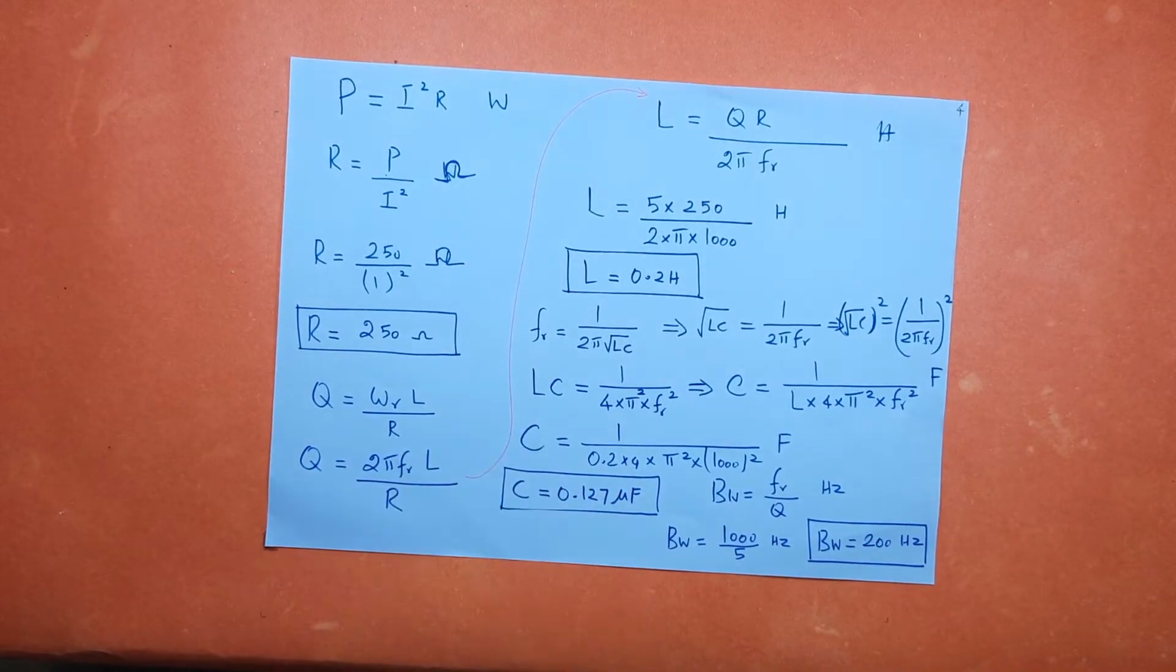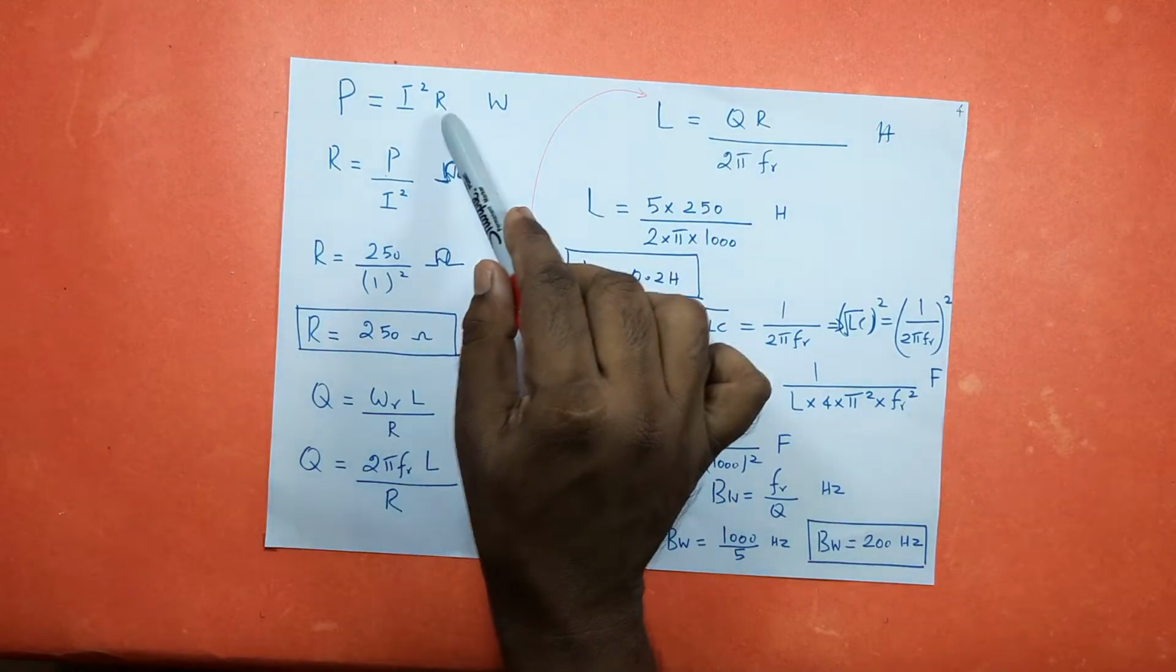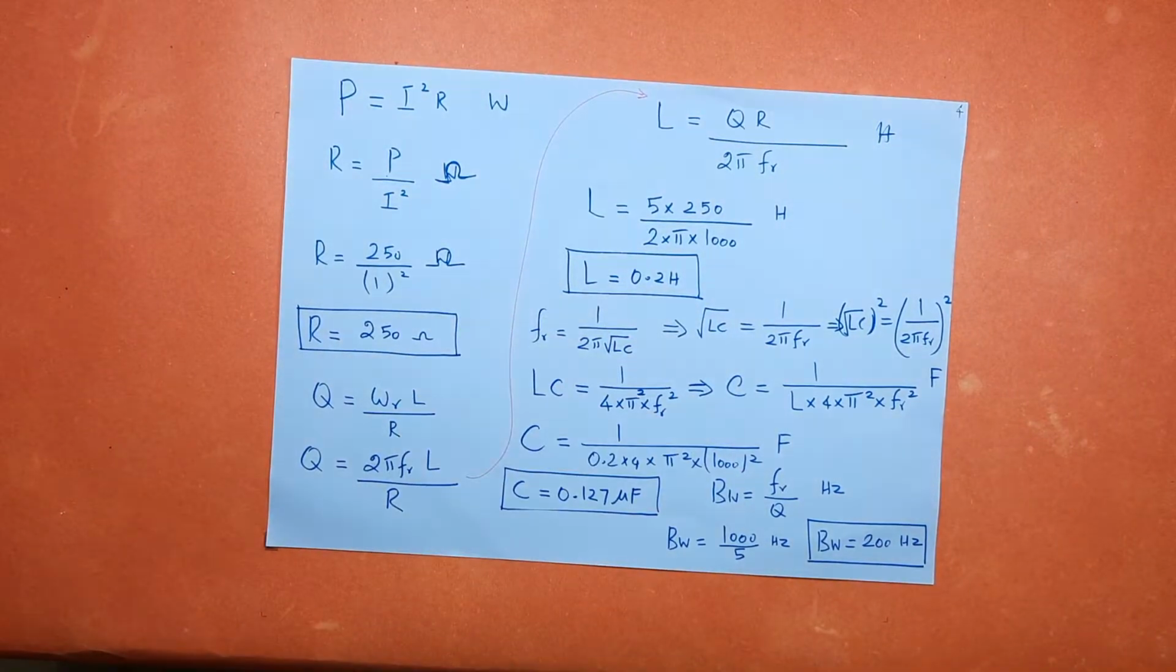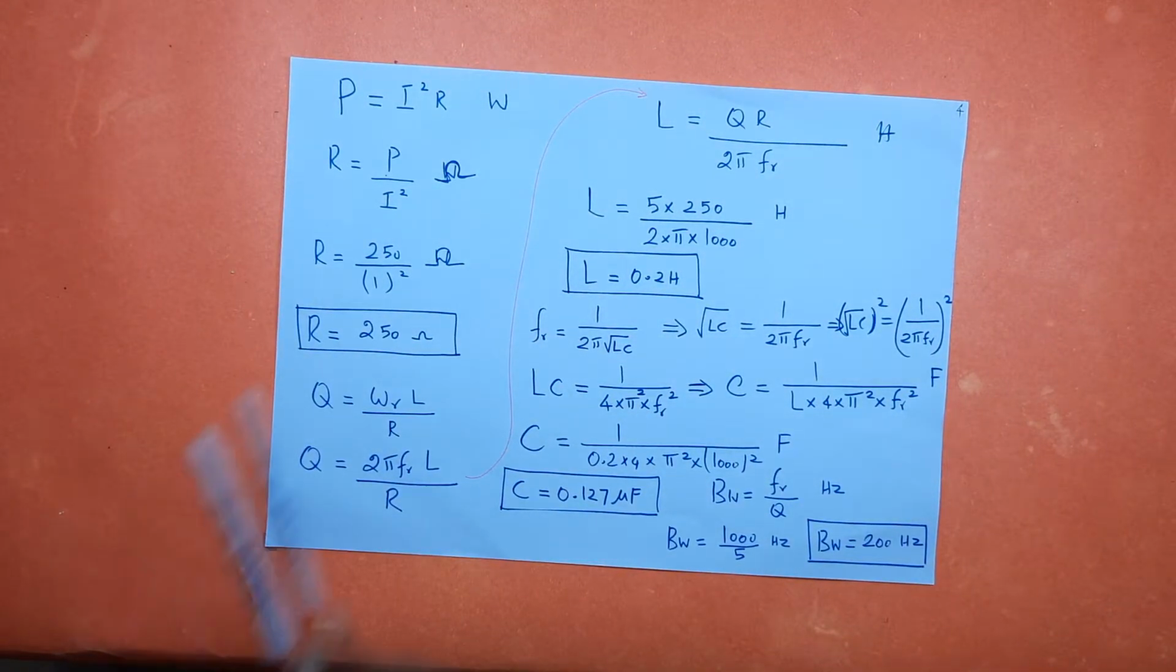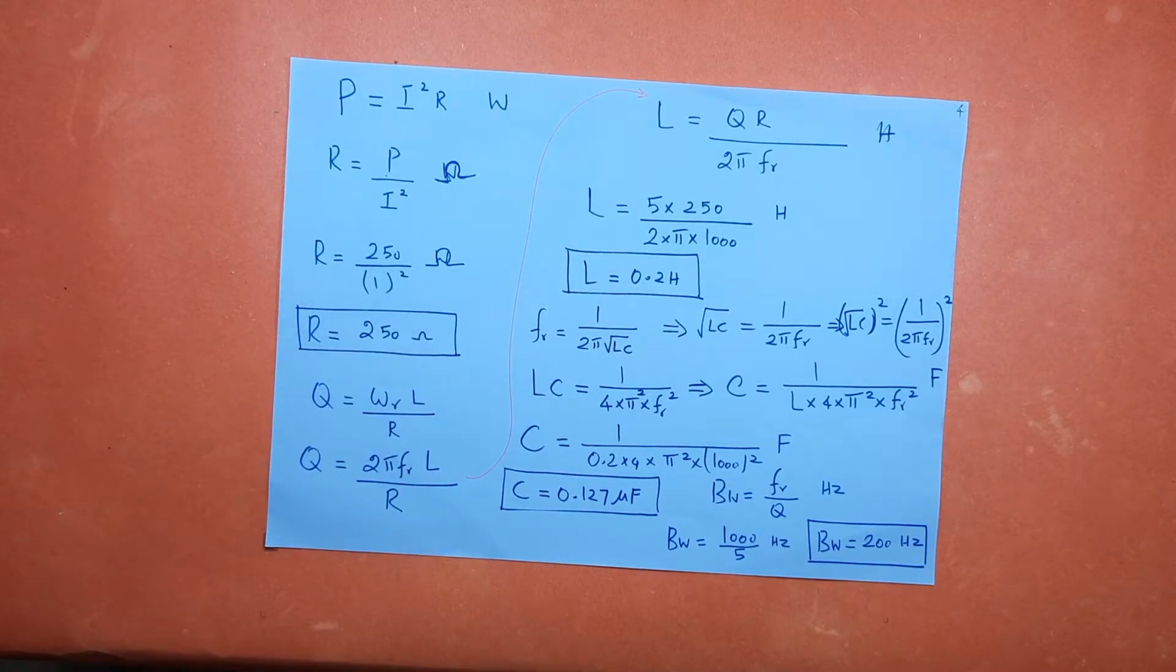So you will find one by one. Power is normally dissipated in the resistor. We know very well power dissipated in a resistor is given by P equal to I square R watts. So from this, R equal to P by I square ohm. So R equal to P 250, I is 1 ampere, 250 divided by 1 square. So R equal to 250 ohm.